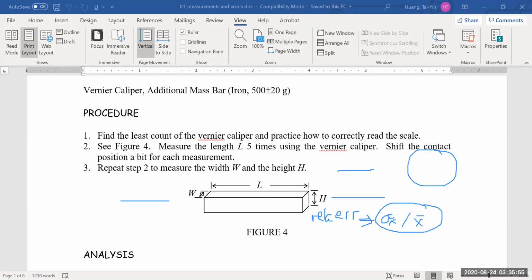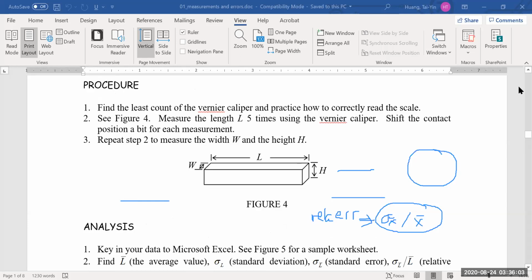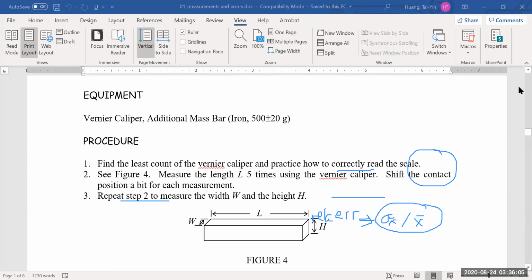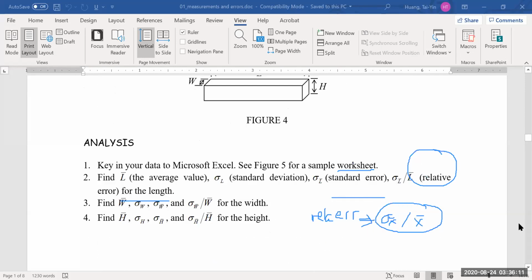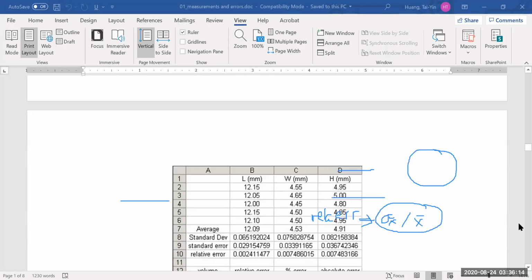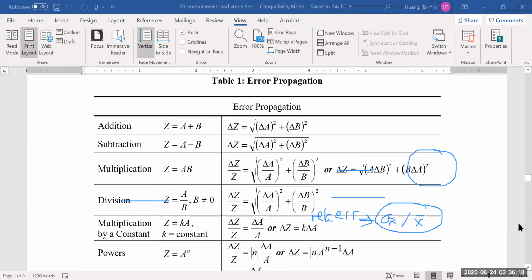So to account for the error associated with the volume, which is not directly measured, there's what we call the error propagation. So what exactly is error propagation? Error propagation basically tells you that when you have a quantity, so let's go to the appendix. So what is error propagation?